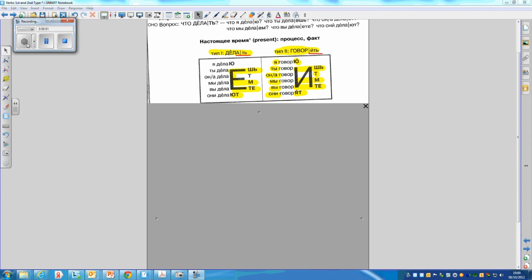Two types of verbs in the Russian language. If you look at the picture and the video, you will see type number 1 and type number 2. Okay, what changes the ending of the verb?